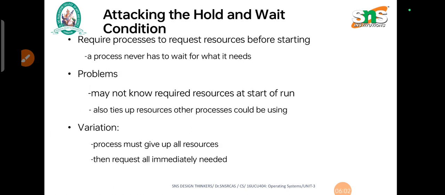Next is attacking the hold and wait condition. It requires processes to request resources before starting. The problem is we may not know the required resources at the start of the run, so there is a variation in the processes. So the process must give up all the resources, then request all the immediately needed ones.